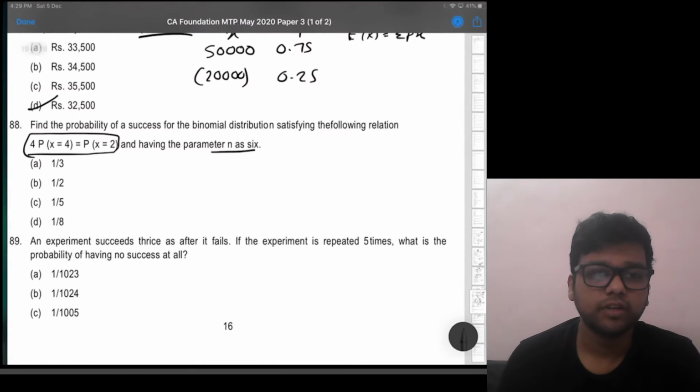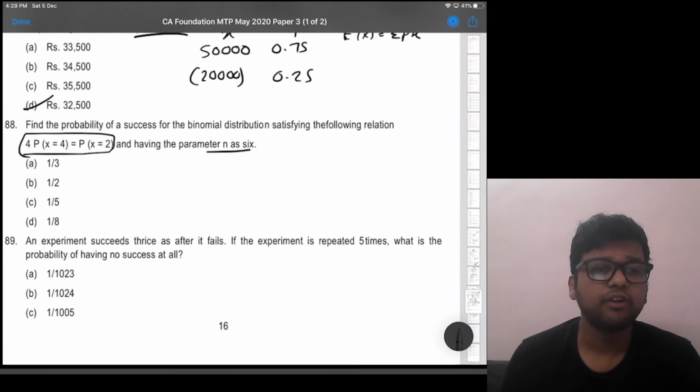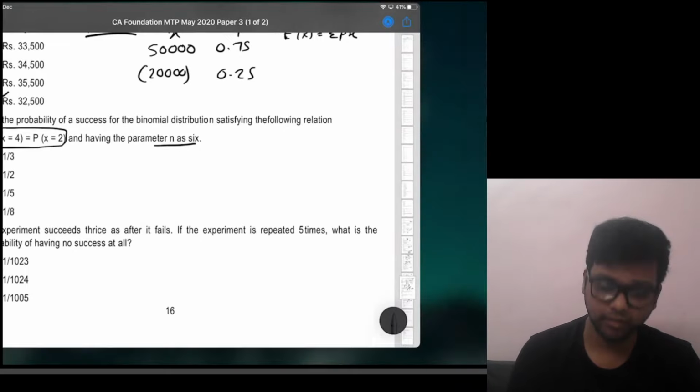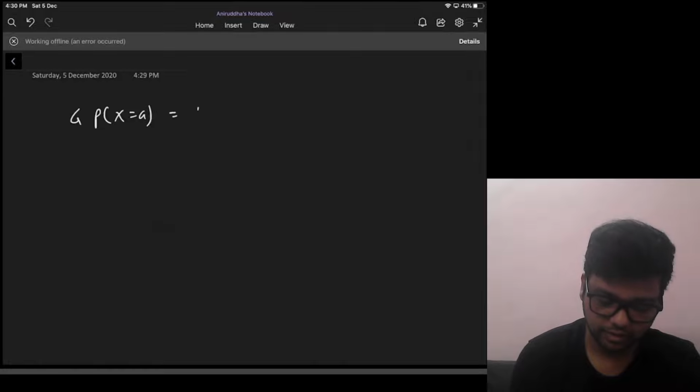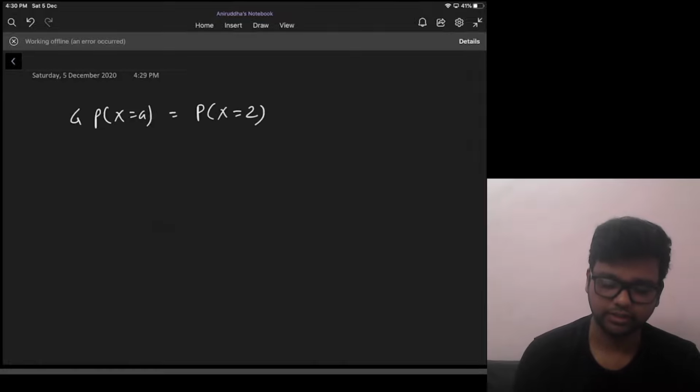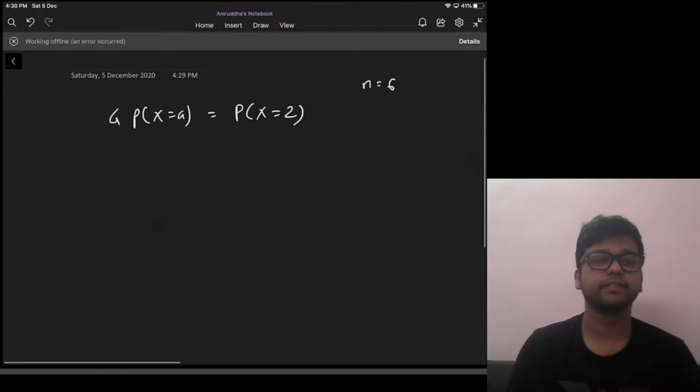Okay, what is given? N is 6 and 4 times the probability of x equal to 4 is equal to the probability that x is equal to 2. Fine. So 4 times the probability of 4 successes is equal to the probability of 2 successes. N is given as 6.